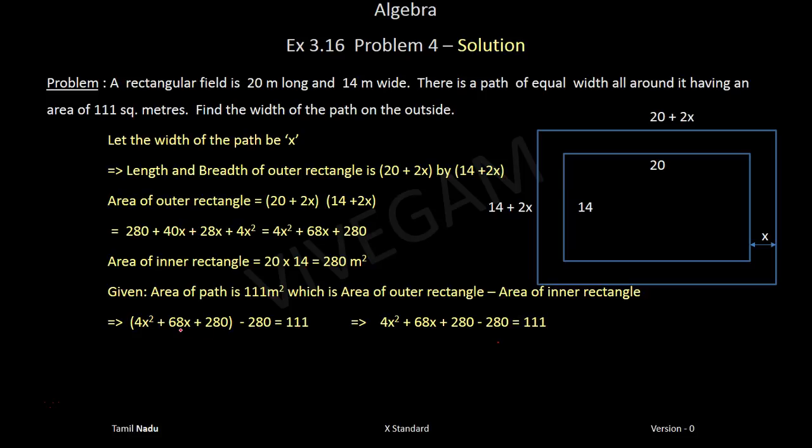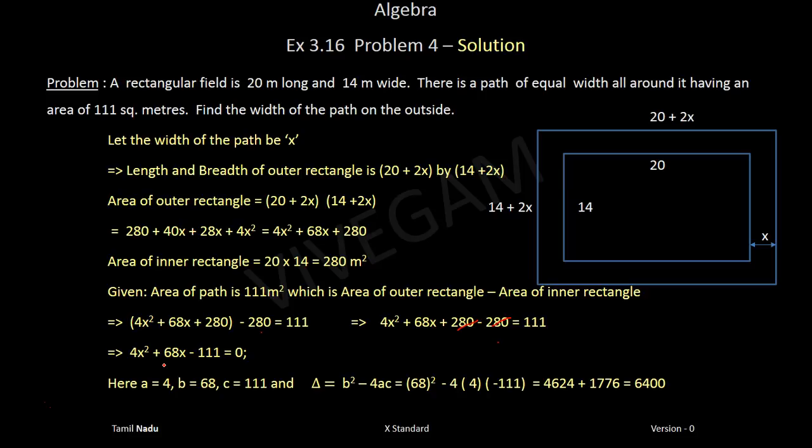Now, you simplify this. This will become 4x square plus 68x plus 280 minus 280, this will cancel off, is equal to 111, or 4x square plus 68x minus 111 equal to 0. And this cannot be factorized. Let's apply the formula method.